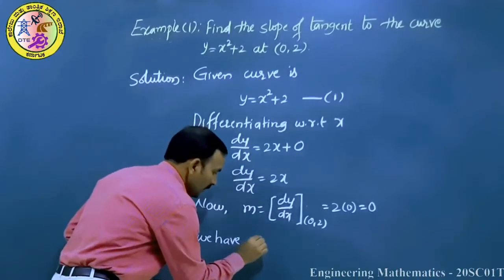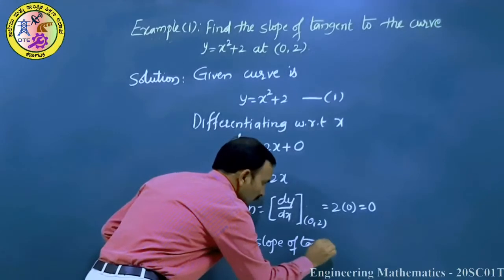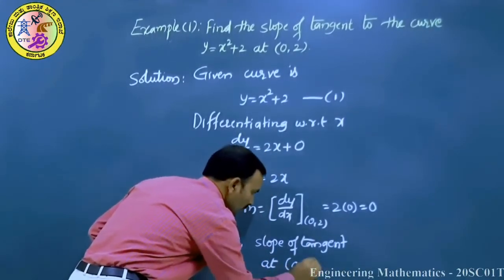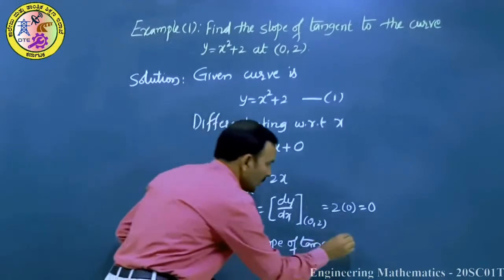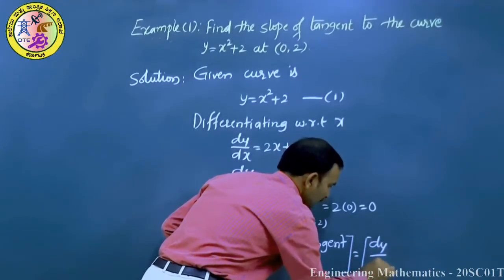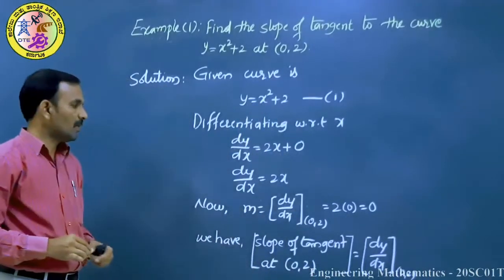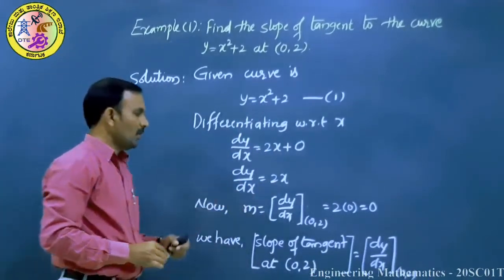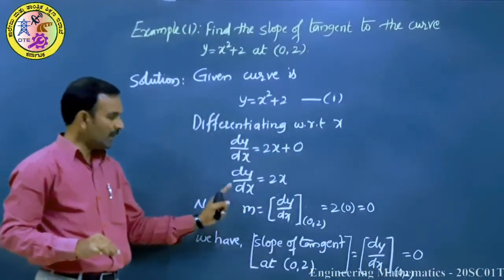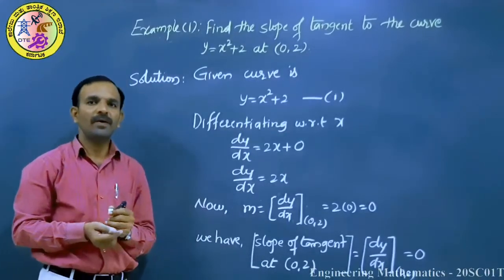Now, we have the slope of tangent at 0 comma 2 equal to dy by dx at 0 comma 2. This is the value of m. The value is 0, you already got the value of m. That m itself is the slope of tangent. This is the answer for the slope of tangent.